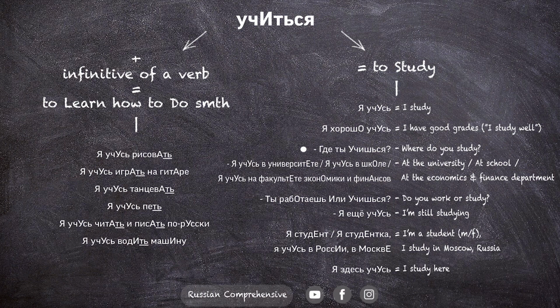Где ты учишься? Я учусь в университете. Я учусь в школе. Я учусь на факультете экономики и финансов. Ты работаешь или учишься? Я еще учусь. Я студент. Or я студентка. Я учусь в России, в Москве. Я здесь учусь. And so on.